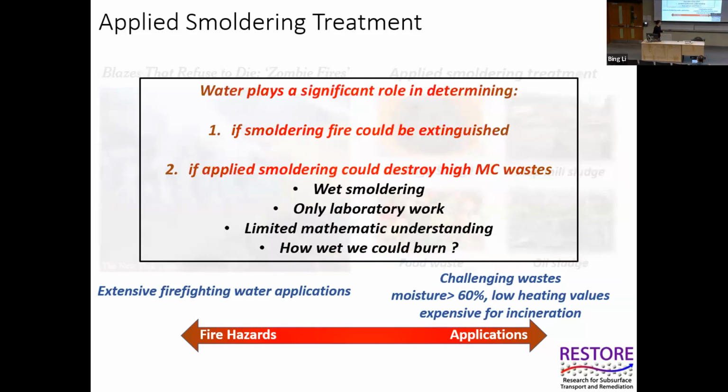Nevertheless, despite all the successful applications and lab experiments for smoldering, we still don't quite understand wet smoldering, because only laboratory work has been performed, and we don't have many field studies or field cases. We also have limited mathematical understanding of how water really affects the smoldering reaction. Therefore, we cannot really answer the question of how wet it can burn, and that is something the industry will really care about.